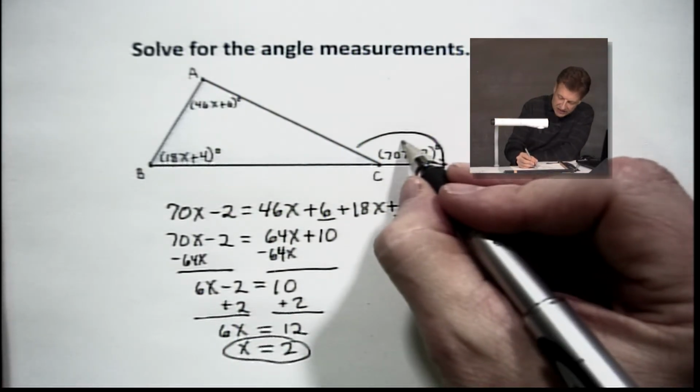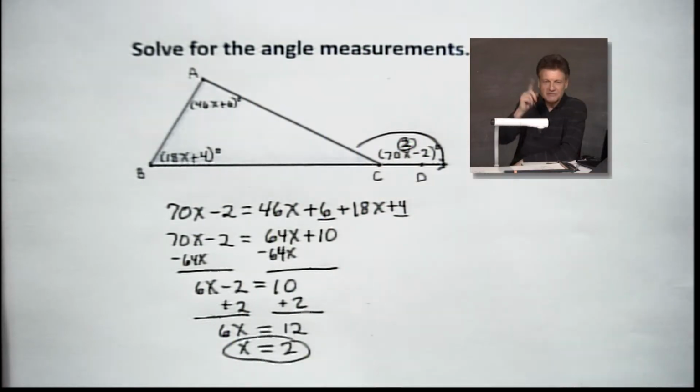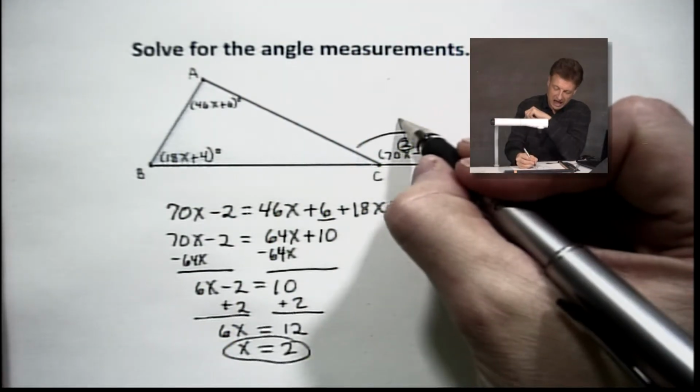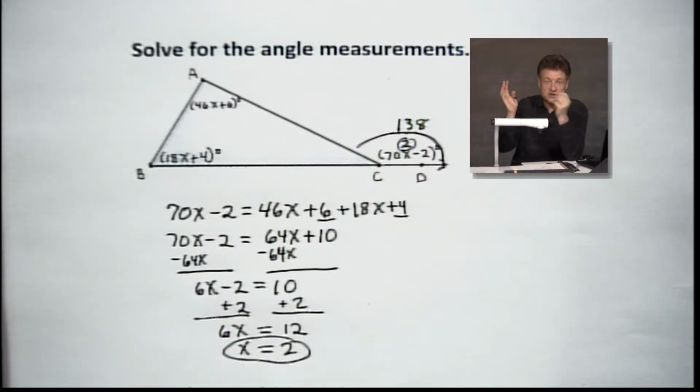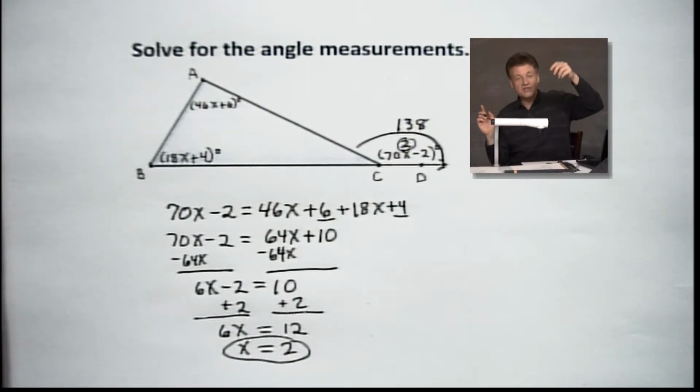Put a 2 right there. And multiply. 70 times 2. Subtract your 2. I believe it's going to be 138. Because 70 times 2 is what, 140? Take away 2. Ta-da! 138.